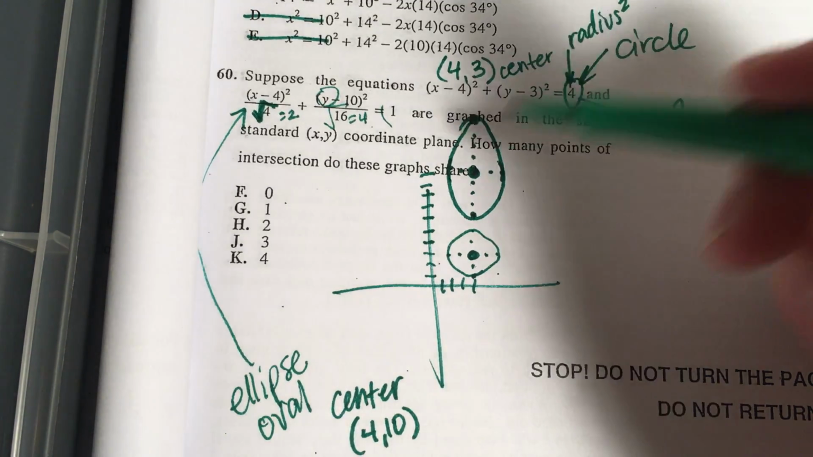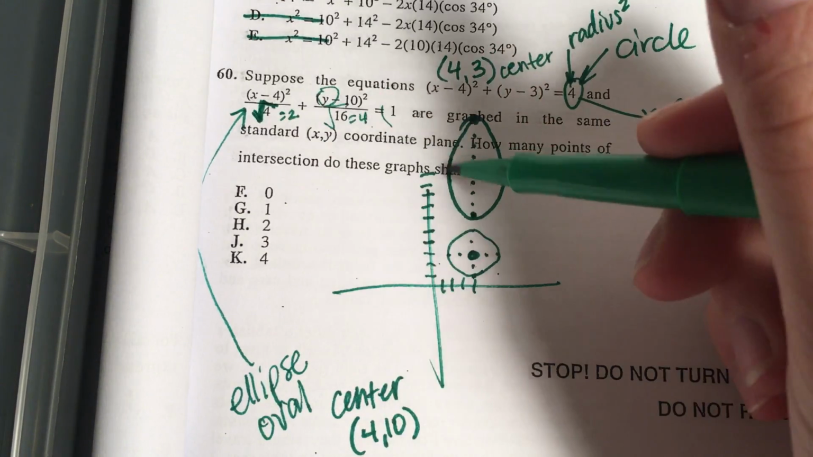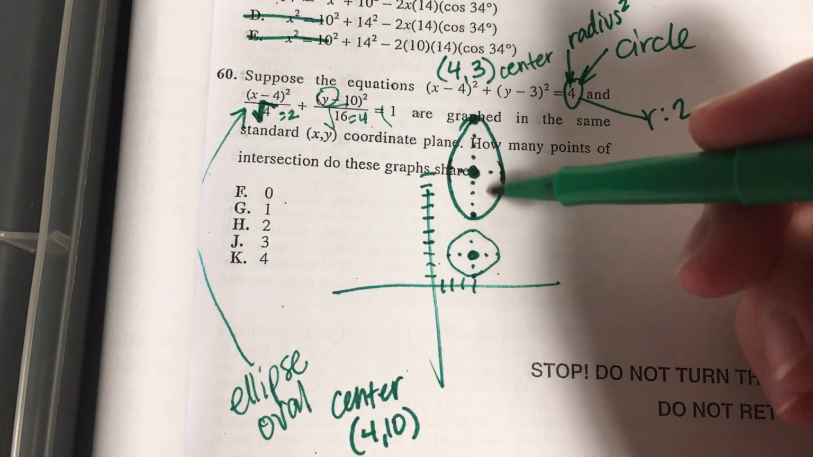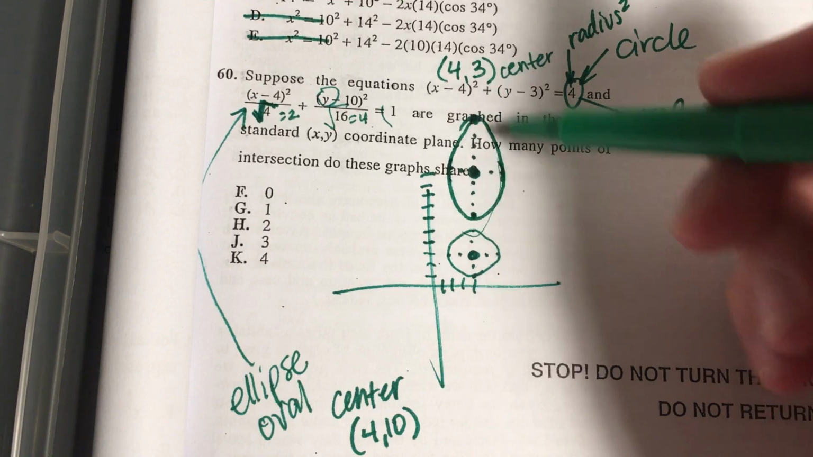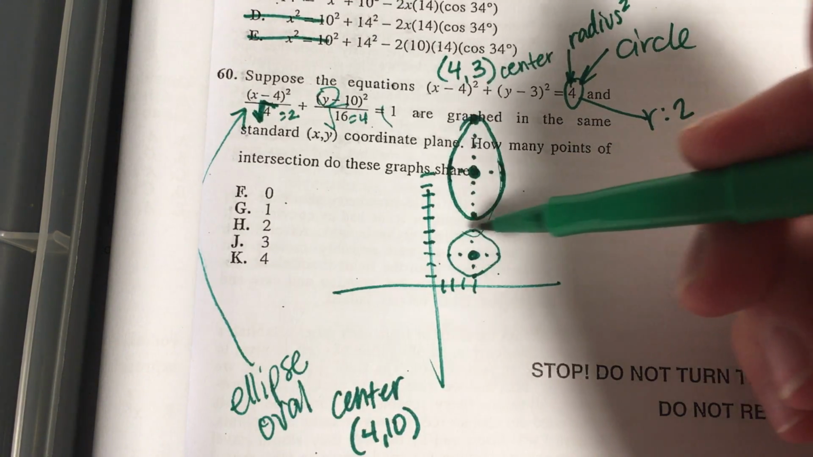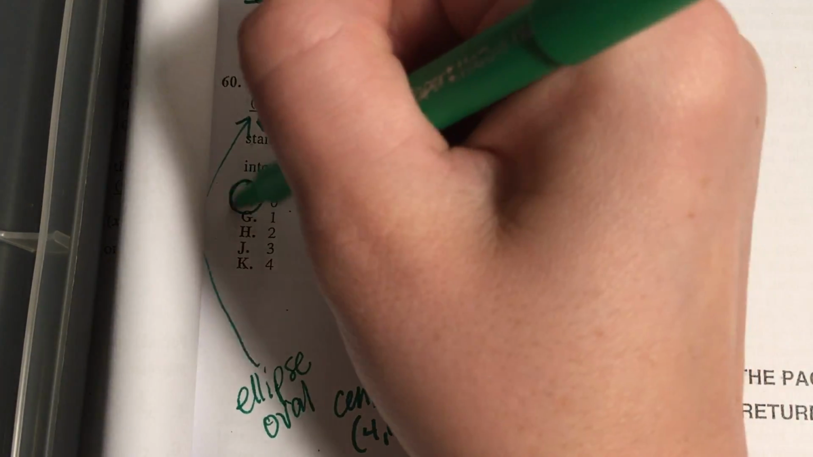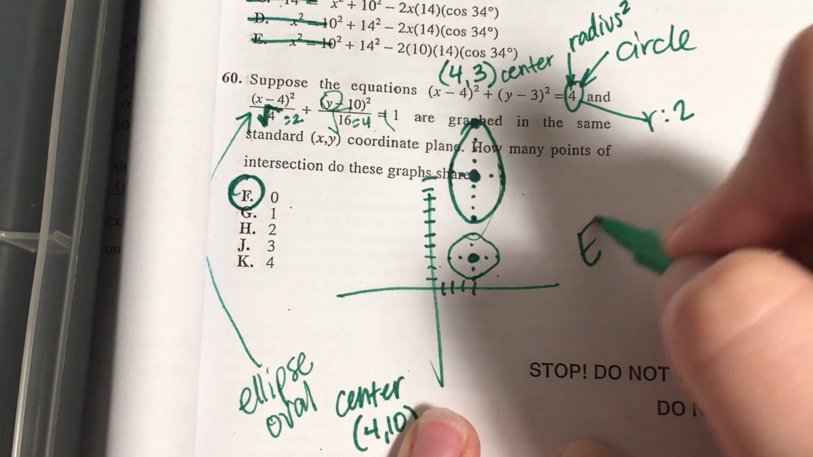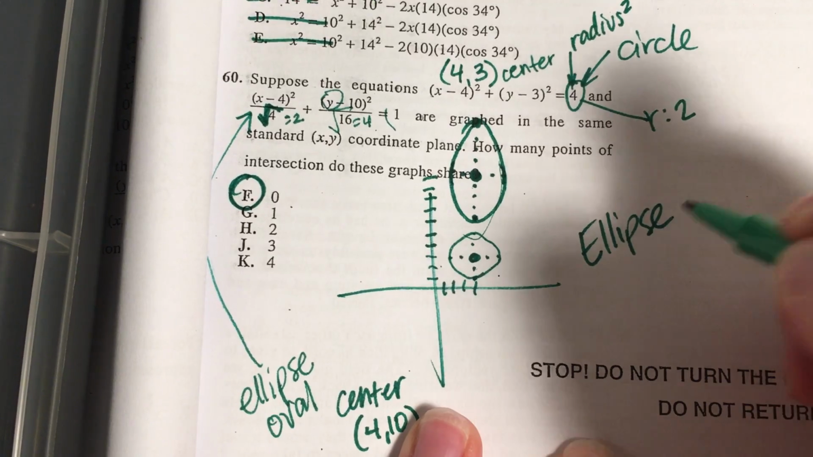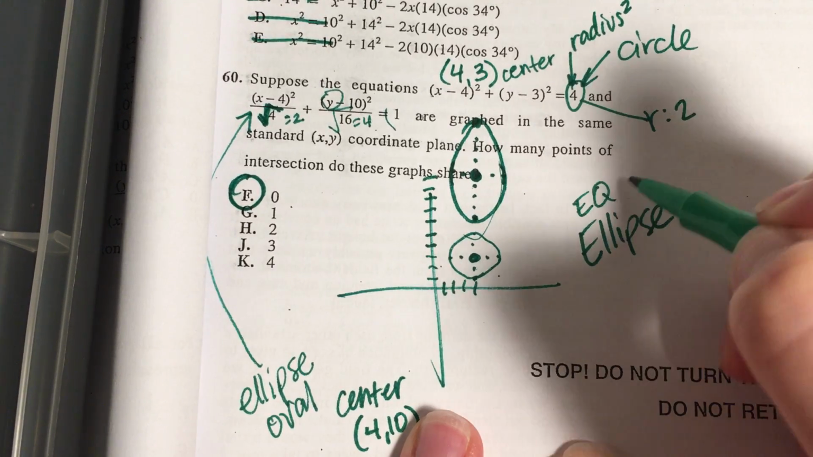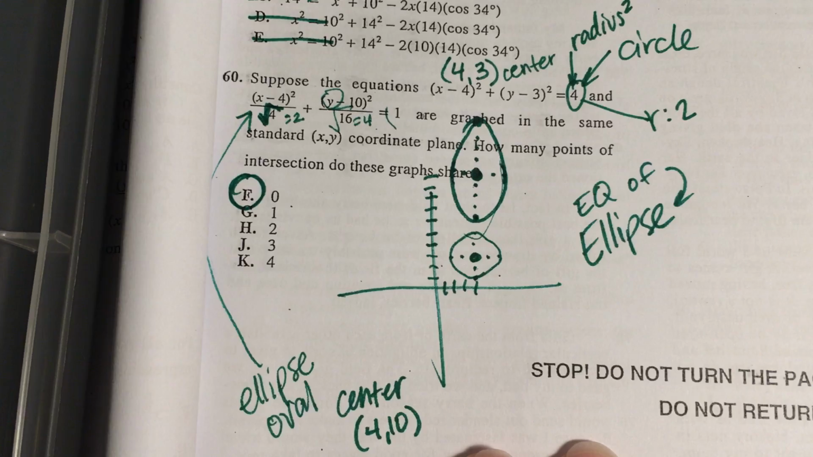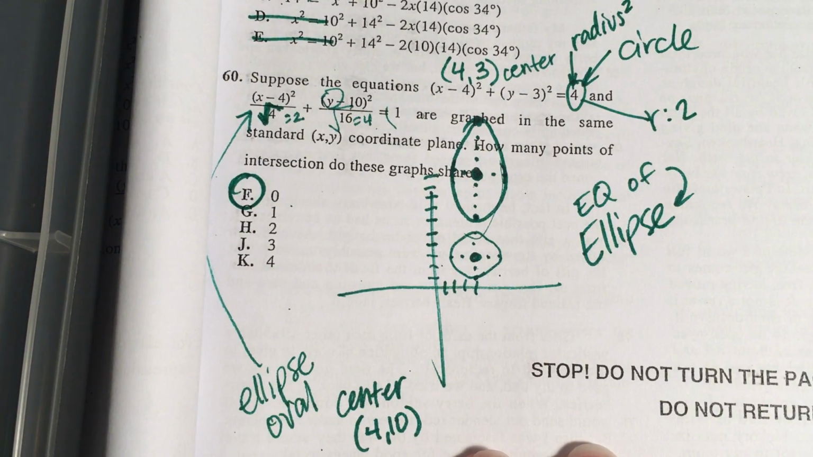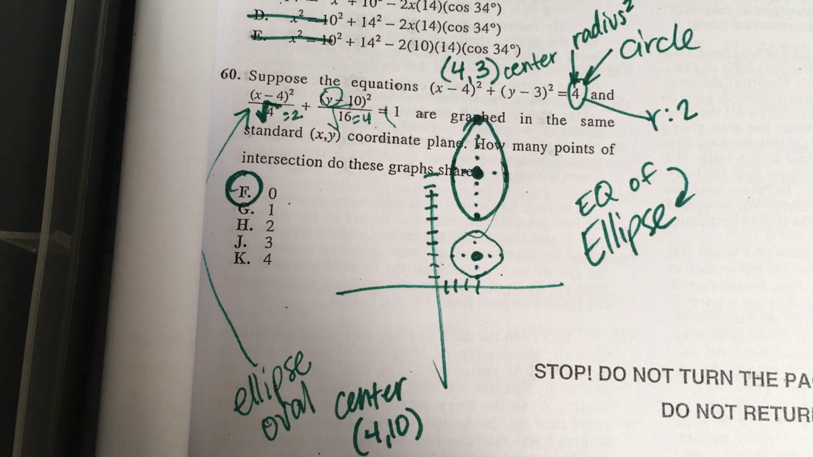The question still says, how many points of intersection do these graphs share? Do they ever touch? We can see that this one is far above this one. They don't touch. There's some airspace there. So the answer is 0. Great. It's a strange one. If you want to learn more about it, you can learn about equations of ellipses and equations of a circle. Cool. You did it!